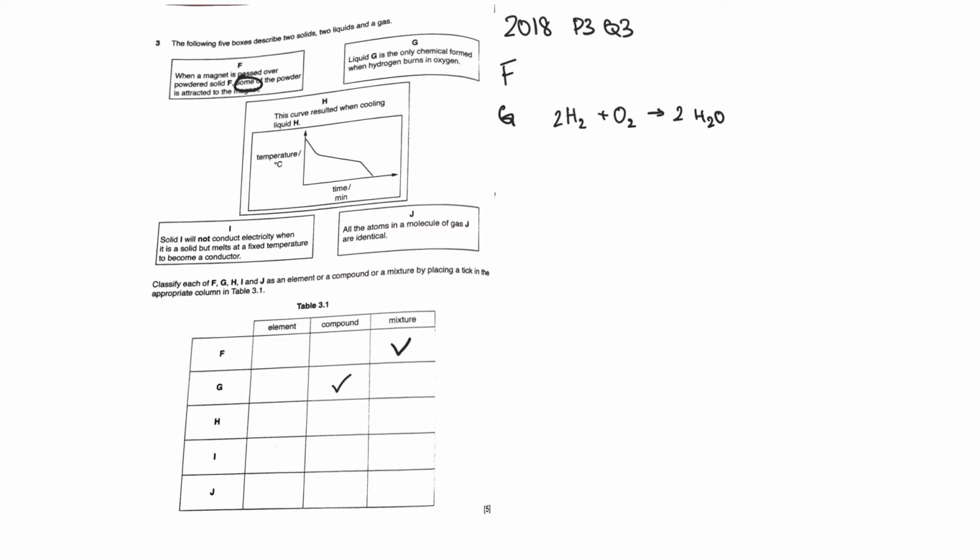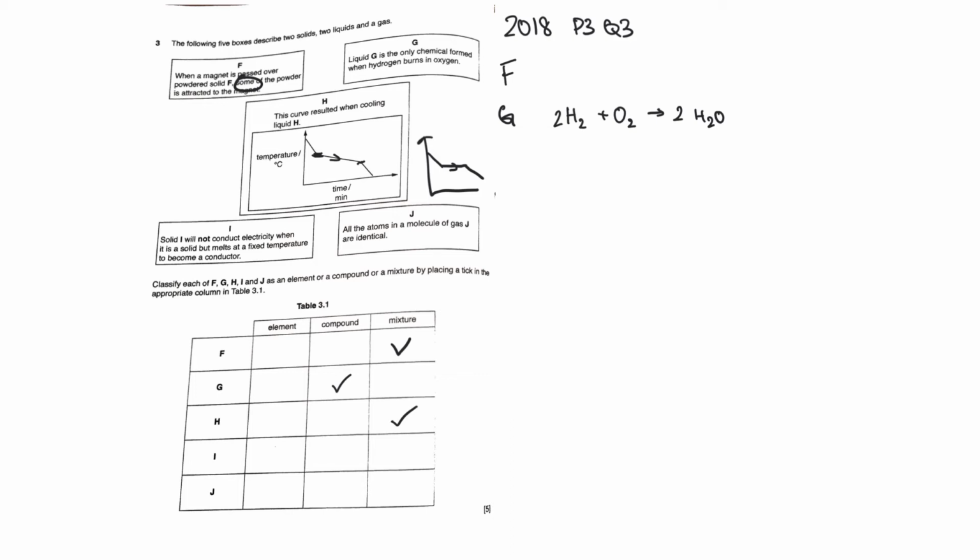We look at H. This curve resulted when cooling liquid H. You see that there are 2 breaks in the curve, a break here and a break here. This only happens when a change of state happens. When it hits the first point here, it does not go horizontal. There's no horizontal line. Instead, there's a diagonal line slowly going downwards. When this happens, it only happens in a mixture. If it's an element or a compound, the curve will go very differently. It will be a parallel line, and it will maintain the same temperature throughout until the full change of state happens. So H is a mixture as well.